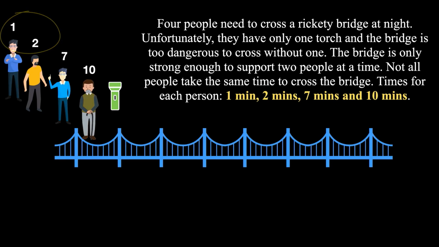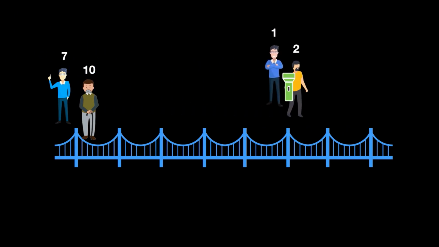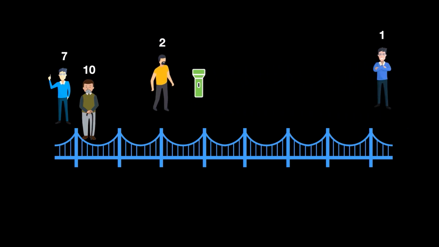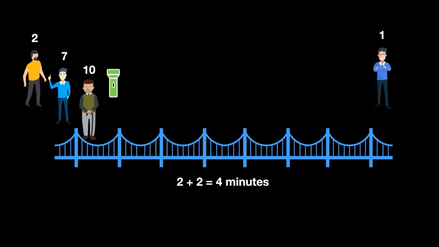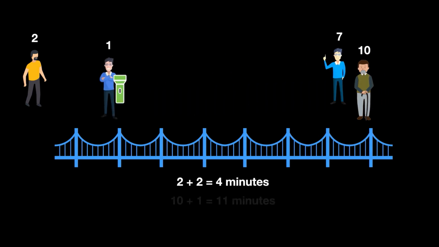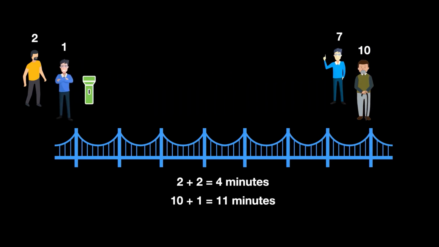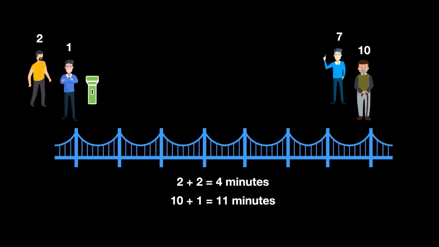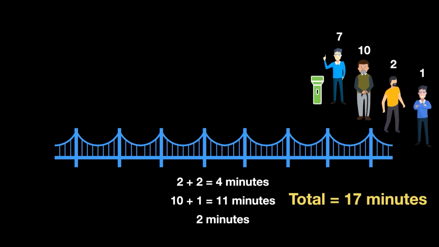Let's come to the conclusion. In the first step, 1 and 2 cross the bridge and 2 returns with the torch. Here time taken is 2 plus 2 equals 4. In the second step, 7 and 10 cross the bridge and the one who was already on the other side comes back. Here time taken is 10 plus 1 equals 11. In the final step, 1 and 2 cross the bridge. Here time taken is 2 minutes. In such a manner, the total time taken will be 2 plus 2 plus 10 plus 1 plus 2 equals 17 minutes.